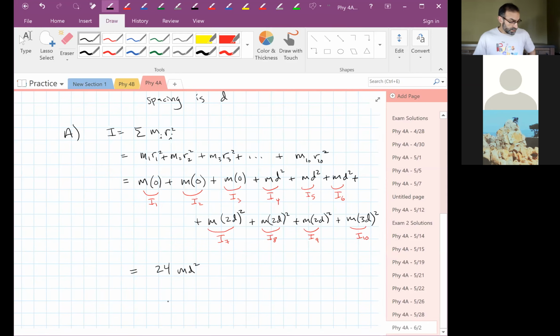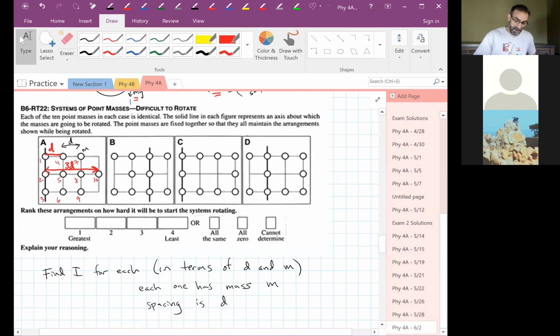Okay, you can do the others later. But what I would like to do, without calculating anything, is just look at these and rank them. Which one do you think has the largest rotational inertia? Which one do you think has the smallest rotational inertia? Just go through and rank them.